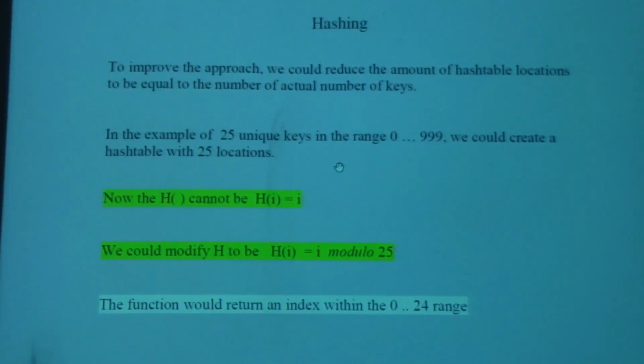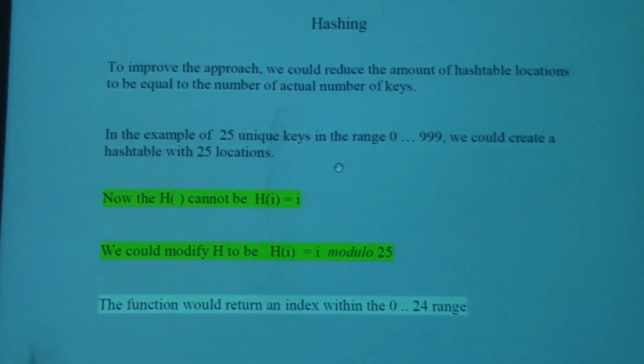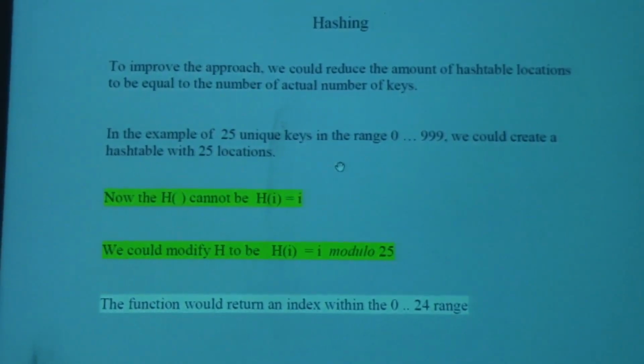So if we do that, in the case of the 25 unique keys, we could create a hash table of 25 locations. Now the hash function cannot be h(i) equal to i, because social security number could be 135242215, but we don't have a slot with that. So now we have to map it to one of the 500 slots that we have for our employees.